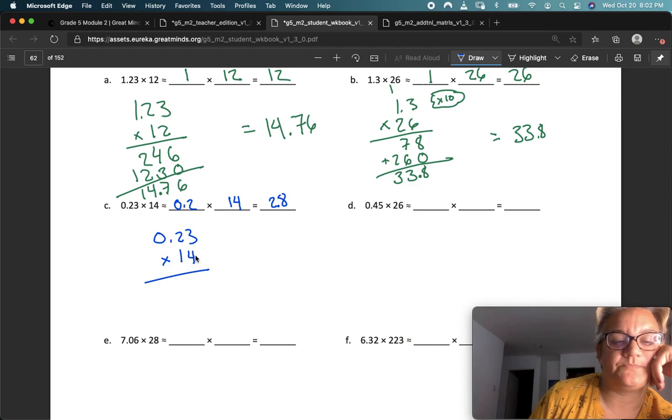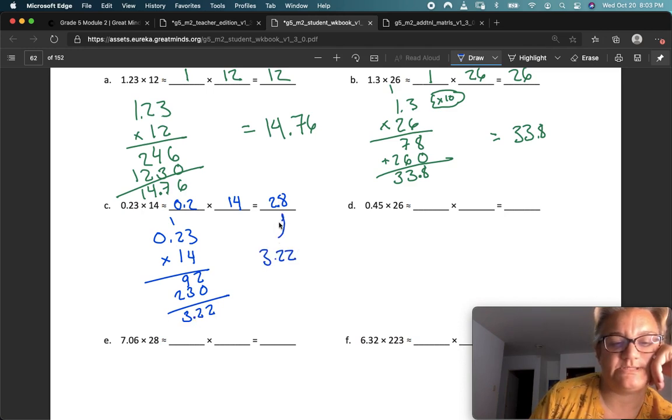Okay, so 4 times 3 is 12, carry the 1. 4 times 2 is 8, plus 1 is 9. Drop the 0. 1 times 3 is 3. 1 times 2 is 2. And I've got 2, 9, 10, 11, 12. Carry the 1, 3. And put the decimal point back in. Oh yeah, look at that, 3 and 22.